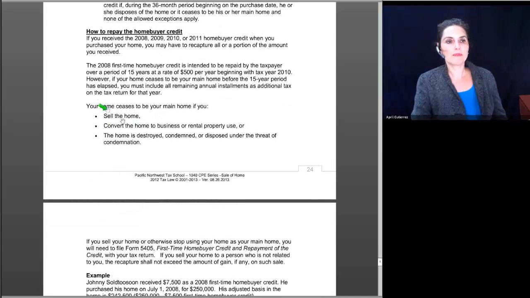So how do you go about repaying the credit? If you received the 2008, 9, 10, or 11 homebuyer credit when you purchased your home, you may have to recapture part or all of the amount received. For 2008 first-time homebuyers, this is creating a taxable event each and every year for 15 years after 2010, or until they sell the home, whichever date comes earlier.